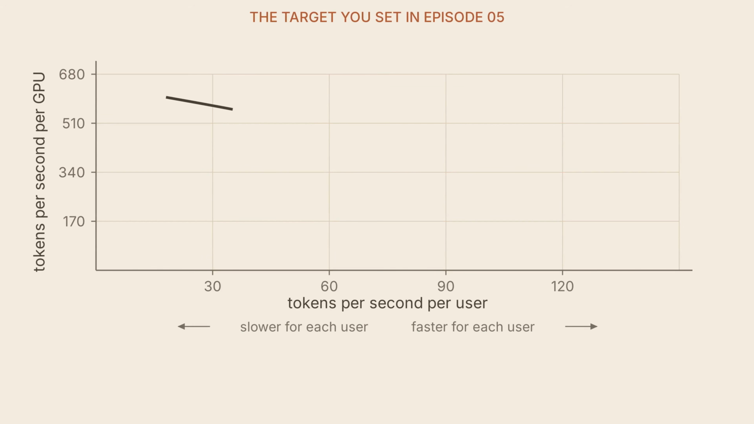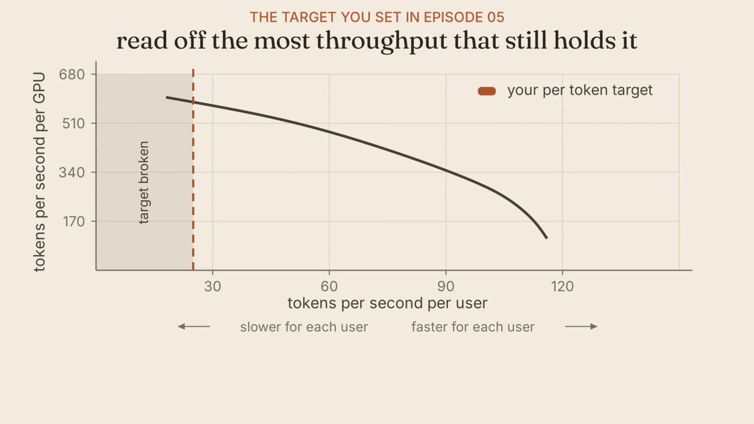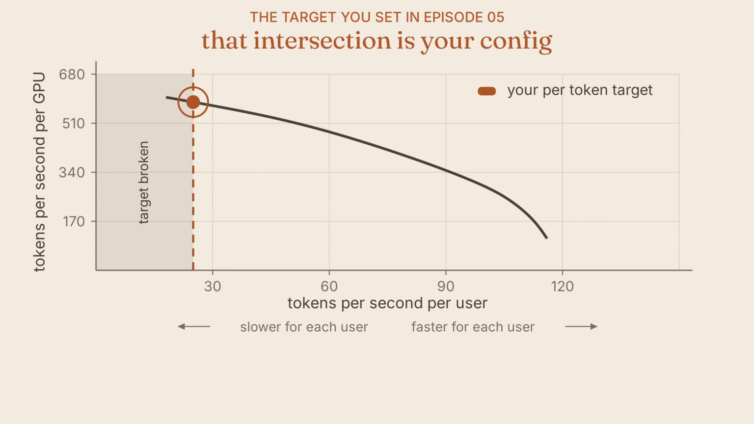So how do you pick your point? Take the target you set back in episode 5, draw it straight across your curve, and read off the most throughput sitting underneath that line. That intersection right there, that's your config.